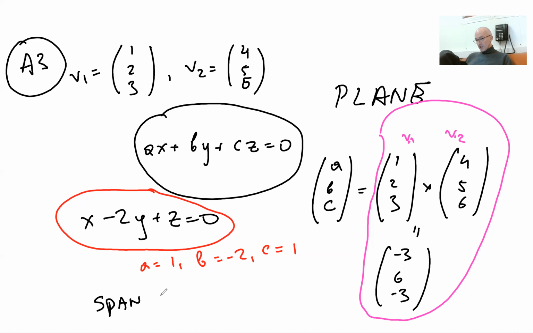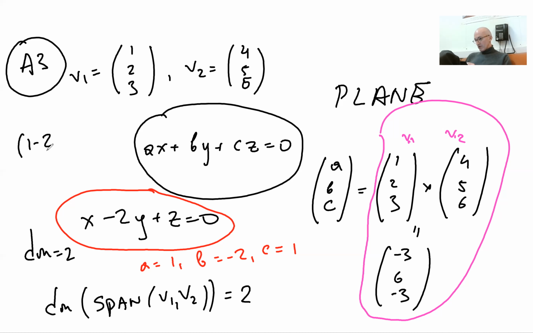The smallest linear subspace containing vectors v1 and v2 is the span. Since we already know that they're linearly independent, the dimension of the span is 2. But the dimension of this plane is also 2. Why? For example, by the rank-nullity theorem, because it's the kernel of the matrix (1, -2, 1). The kernel of this matrix is exactly this plane.